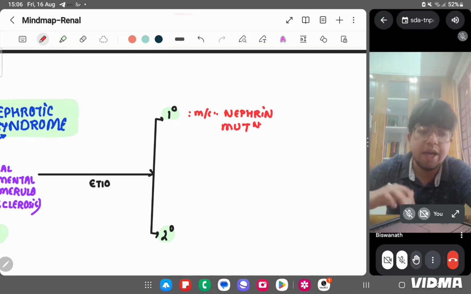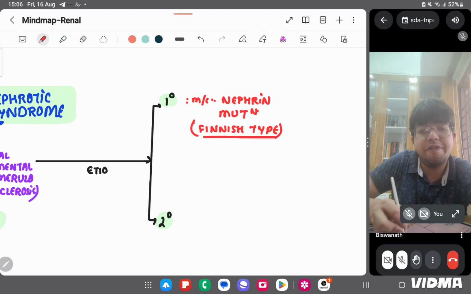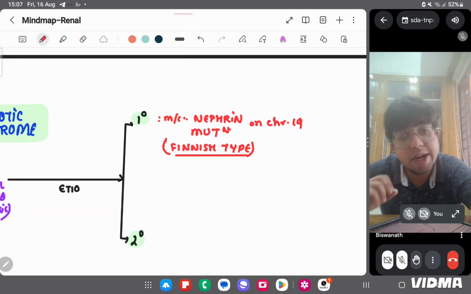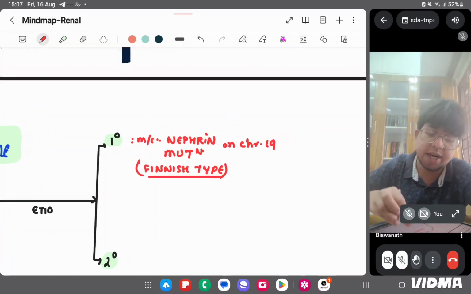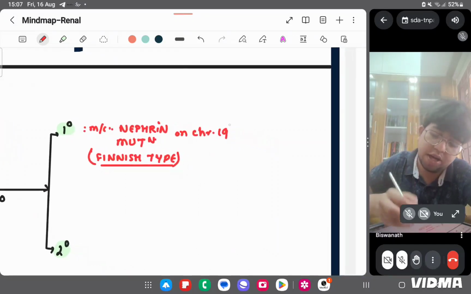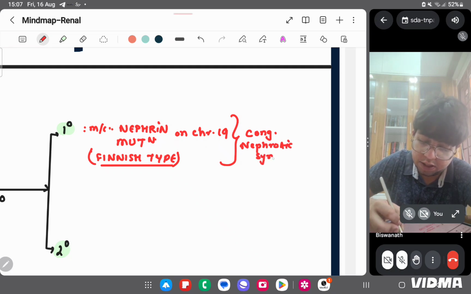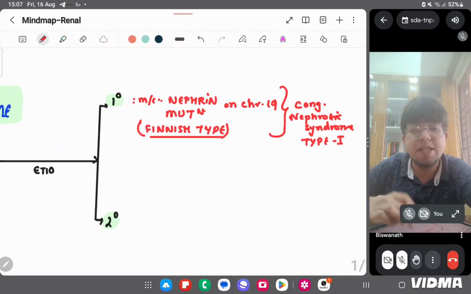Nephrin mutation, and this is Finnish type of mutation. Finland is a country, right? So it is Finnish type of mutation, and this nephrin mutation on chromosome 19 is called a congenital nephrotic syndrome, congenital nephrotic syndrome type 1. Understood?